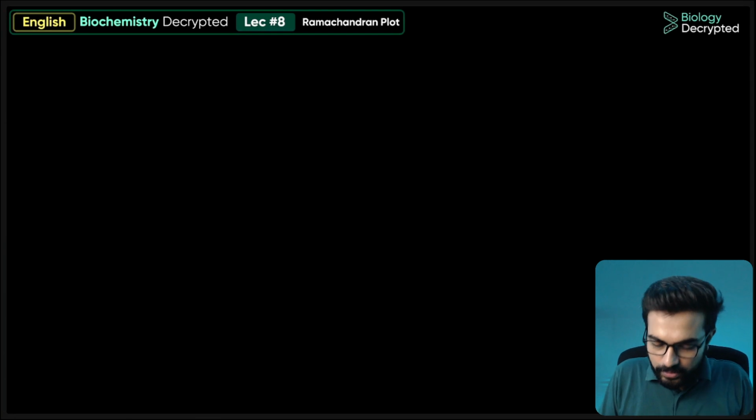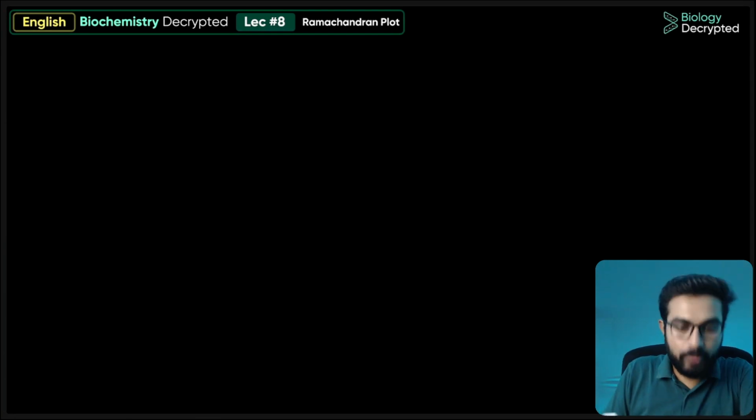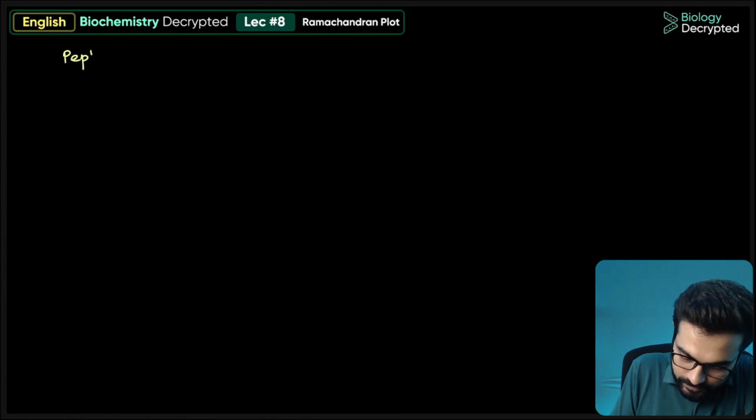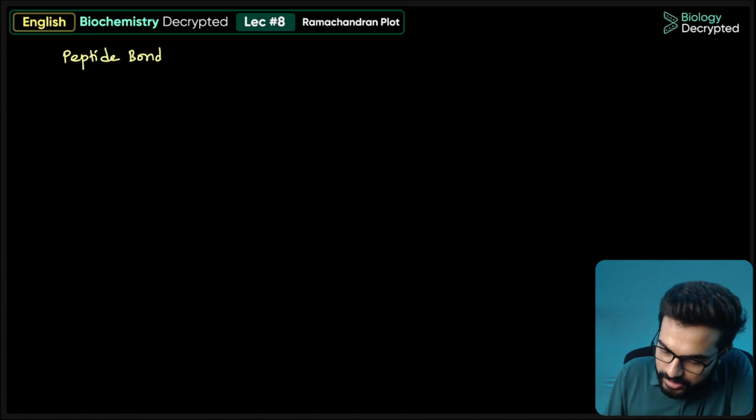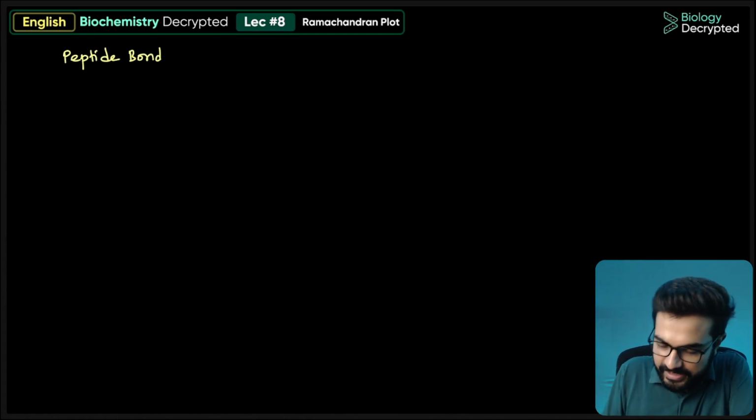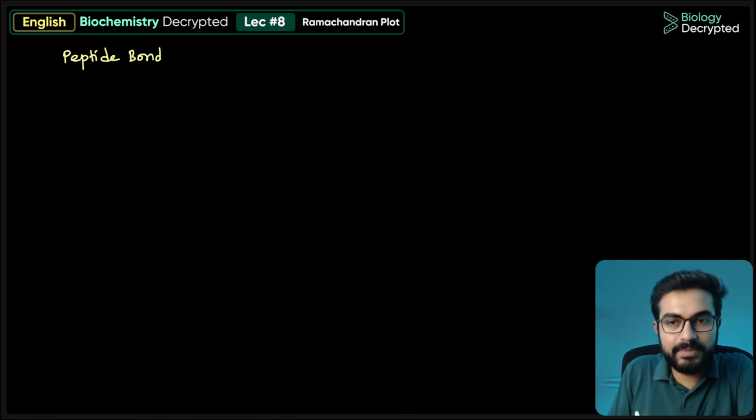What we know is we have this thing called the peptide bond. Now, how does it form? We had already seen it. How does this formation take place? The peptide bond is formed in this manner.